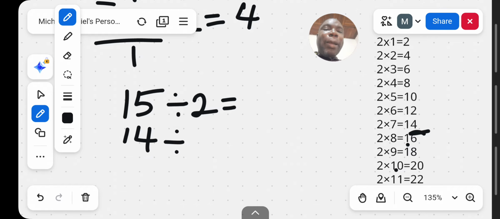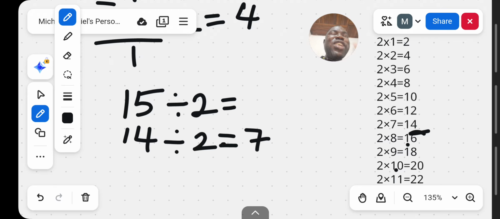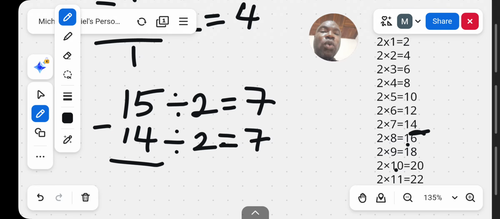Now, 14 divided by 2, 2 times 7 is 14. So 14 divided by 2 is 7. So if 14 divided by 2 is 7, it means that 15 divided by 2 will also be 7. Remember, for 15, there's no 15 there. That means 15 will have a remainder. So we subtract. 1 minus 1 is 0. 5 minus 4 is 1. So remainder 1. So 15 divided by 2 is 7, remainder 1. Okay, one more example on this.